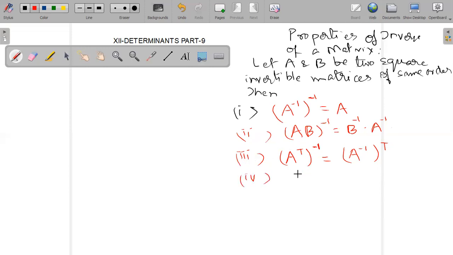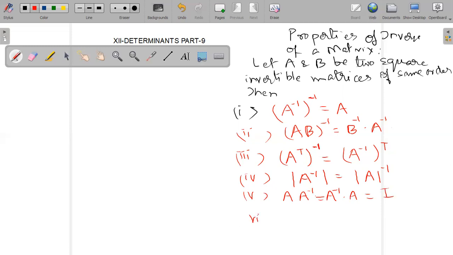Fourth, the determinant of the inverse. Keep in mind that when we write determinant, it means some value, and it cannot be expanded as a matrix. And the fifth property is that we have already seen A times A inverse is equal to A inverse times A, which is equal to the unit matrix.